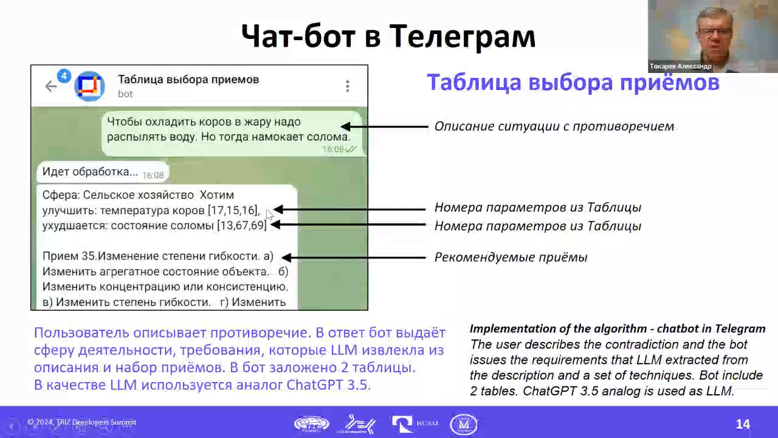I didn't write all these parameters here, because it would be a lot of text, but anyway, the numbers coincide with the table. And on the basis of those three selected parameters, the system recommends those principles which are proper for our problem. Such is the algorithm.